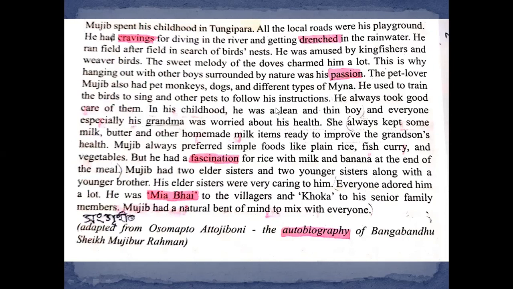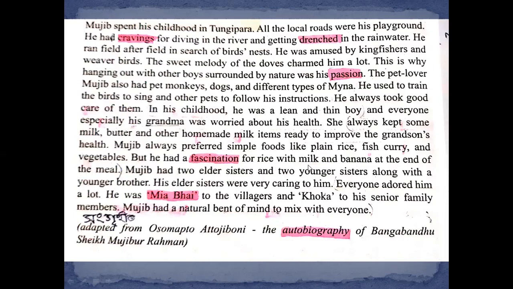In his childhood, he was lean and thin. He was a lean and thin boy, and everyone, especially his grandma, was worried about his health. She always kept some milk, butter, and other homemade milk items ready to improve the grandson's health. Mujib always preferred simple foods like plain rice, fish curry, and vegetables, but he had a fascination for rice with milk and banana at the end of the meal.